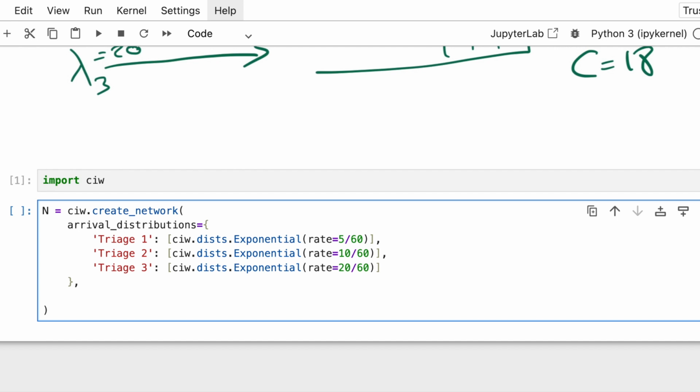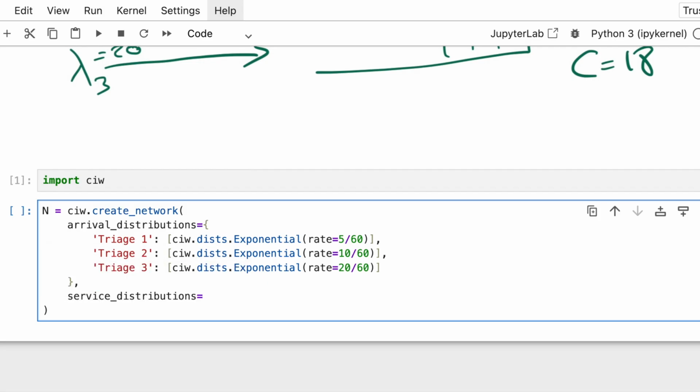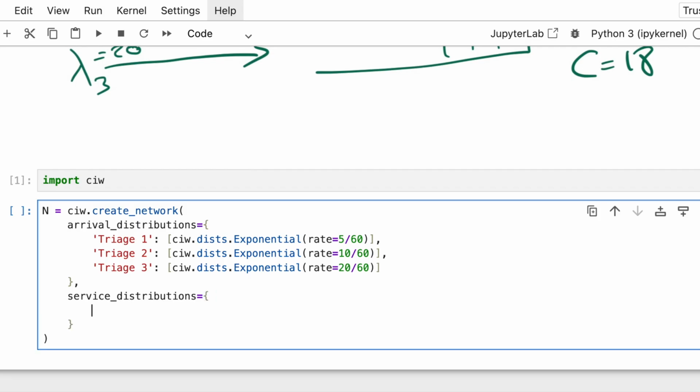The second argument in this function that creates our network will be the service distributions. Again, this works similarly to what we did before, where we'll define a dictionary with keys corresponding to the customer class names and values corresponding to those parameter lists.